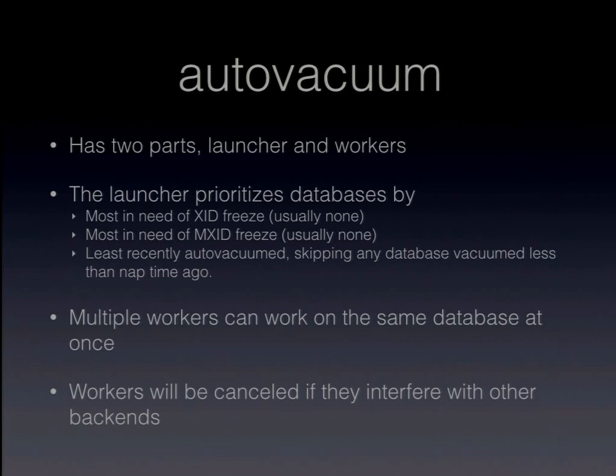Multiple workers can work on the same database at once, and workers will be canceled if they interfere with another backend. So this is another difference between autovacuum and manual vacuum. Manual vacuum will never be magically canceled by the system, but if an autovacuum worker is doing something and it interferes with another operation in the database, the autovacuum backend can be terminated. What sort of interference are you speaking of?